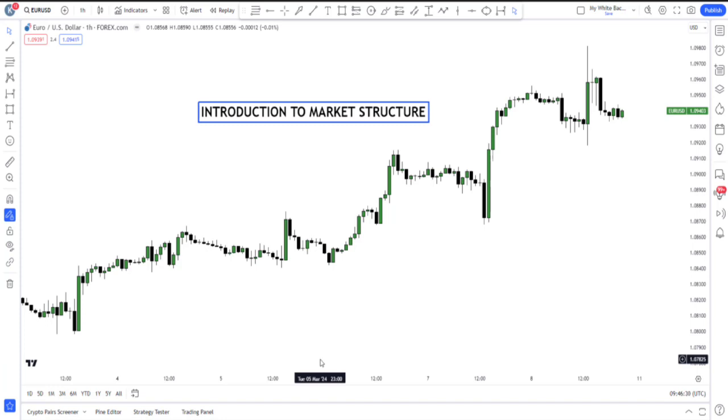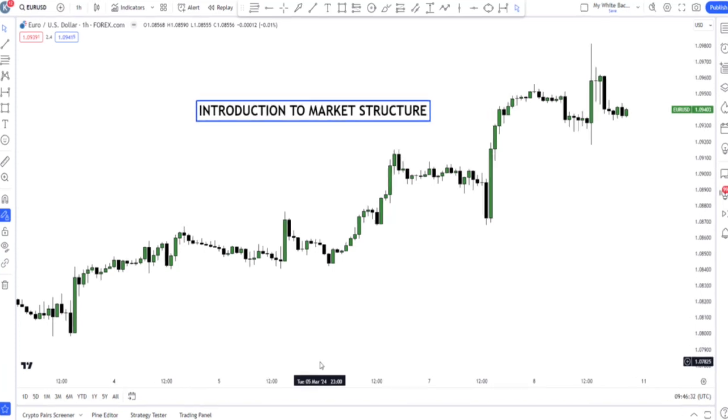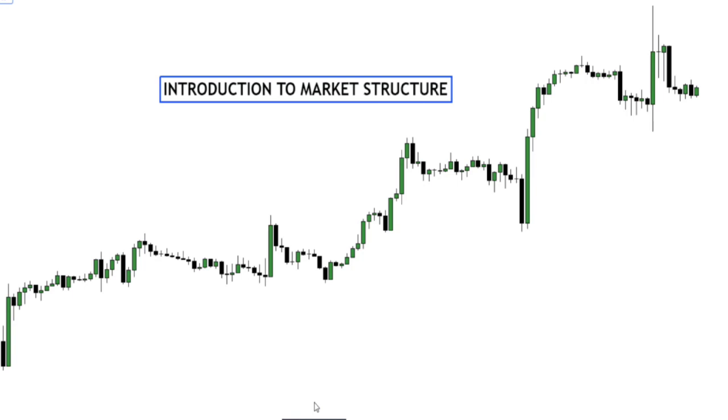In today's video I want to introduce you to the concept of market structure. Now for those of you who want to start trading the smart money concept, which is basically pure price action, market structure is very foundational.